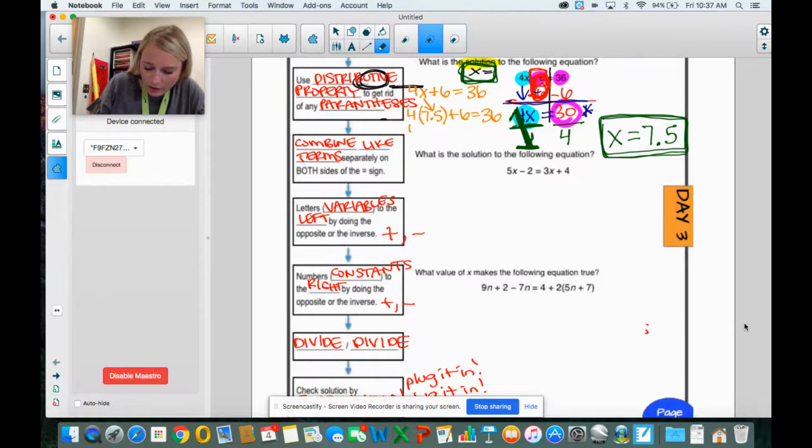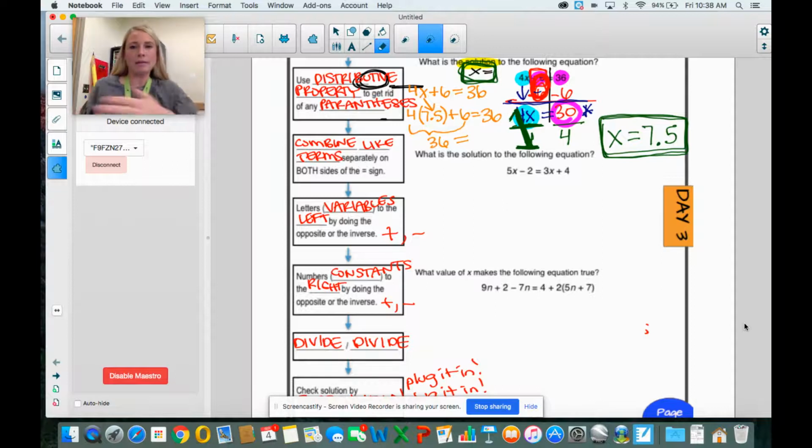In your calculator, you would put it in just exactly like you see it: 4, parentheses, 7.5, close parentheses, plus 6. And let's see what we get. Okay, so hopefully when you plug that in, you got 36.